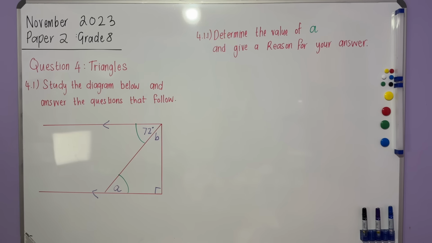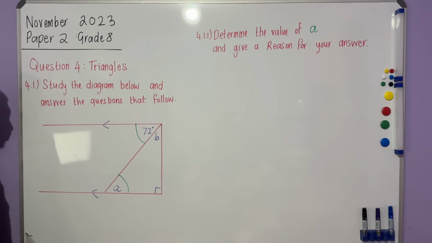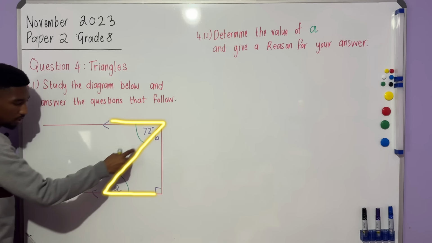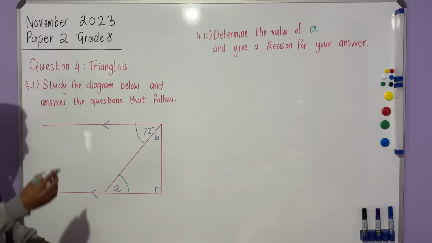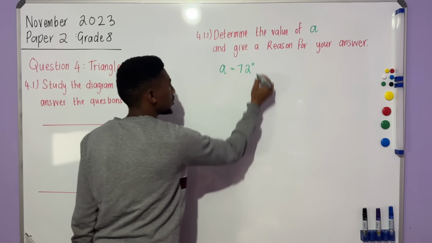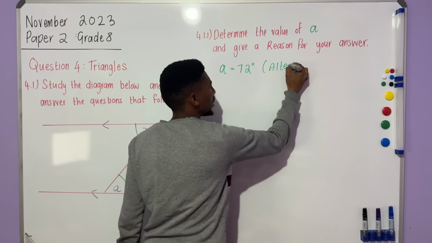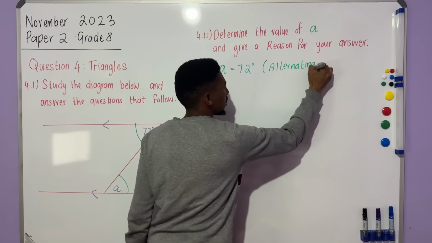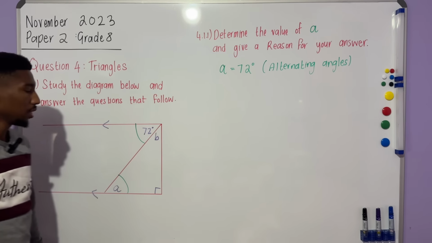And if you look at the angles across those lines, and if you look at the lines that make up those angles connecting each other, they create the letter Z, and Z is alternating angles. So therefore A would equal 72 degrees. It's that simple, and you need a reason. It is alternating angles. That's the reason over there.